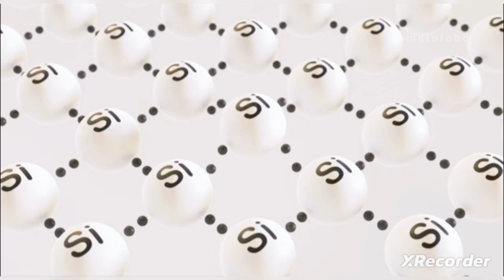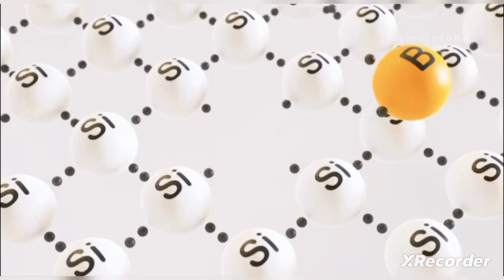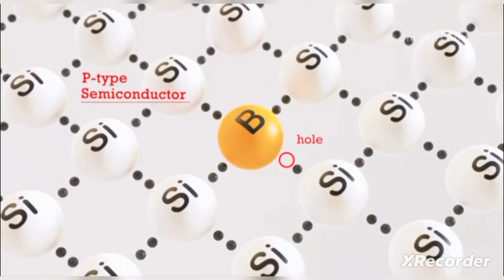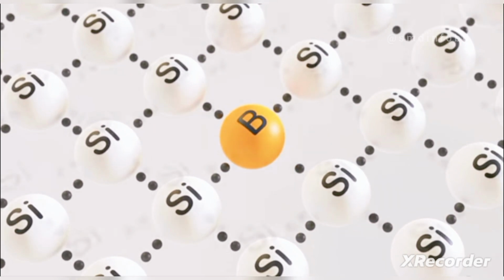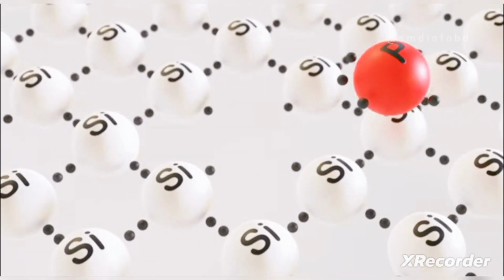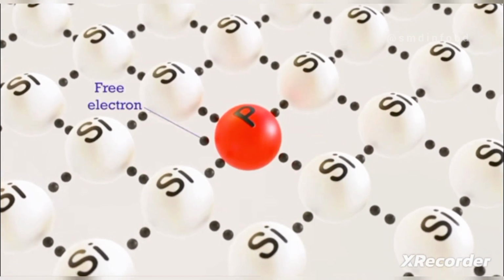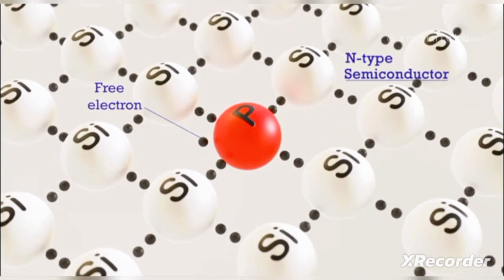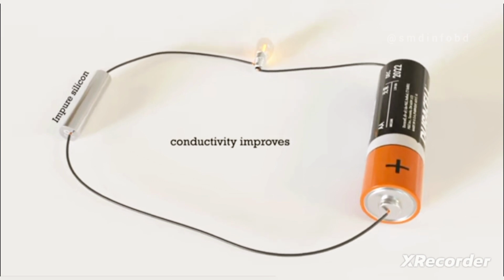Because of this, when a trivalent impurity is added to pure silicon, a vacant position of an electron, known as a hole, is left. This type of semiconductor is known as a p-type semiconductor. And when a pure semiconductor is doped with a pentavalent impurity, a free electron is left. This type of semiconductor is known as an n-type semiconductor. Due to the presence of free electrons and holes, doped semiconductors have good electric conductivity.